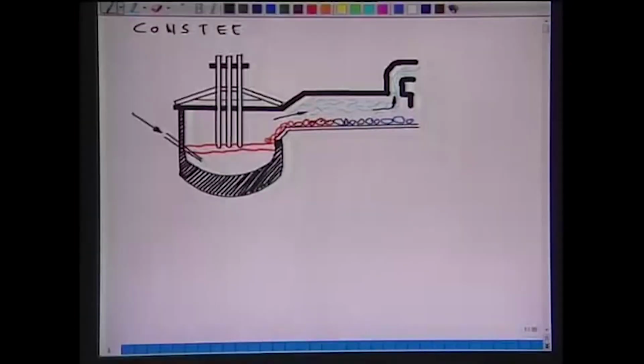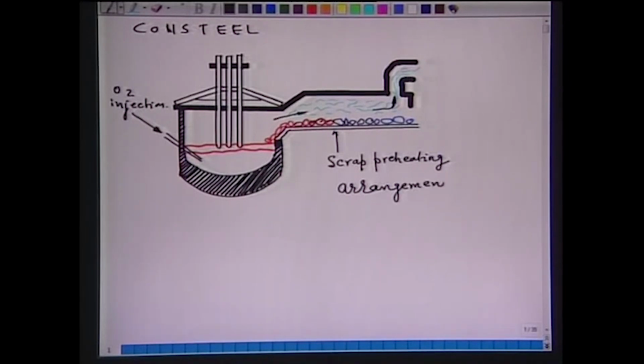Another development for scrap preheating, which is also working in some plants, is a continuous development. This has been developed by Consteel. Here this is the oxygen injection, this you can call a scrap preheater, a scrap preheating arrangement. These are the gases, this is hot metal, and this is foamy slag.